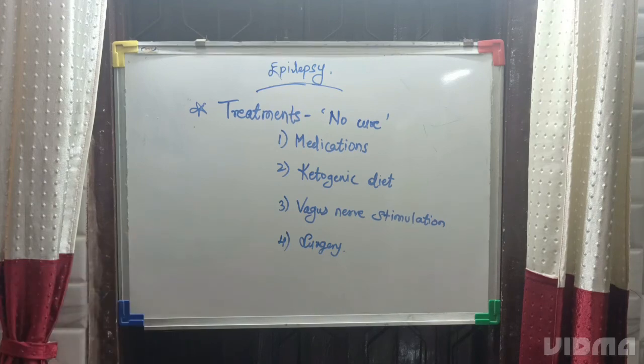The second one is the ketogenic diet, which is mostly used in children to decrease the intensity of epilepsy. The third one is vagus nerve stimulation. The vagus nerve is stimulated in this process. The last one is surgery.